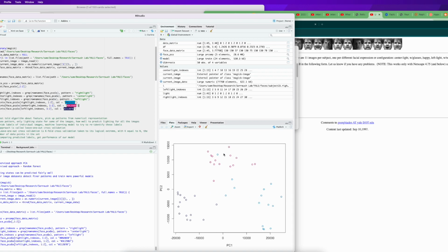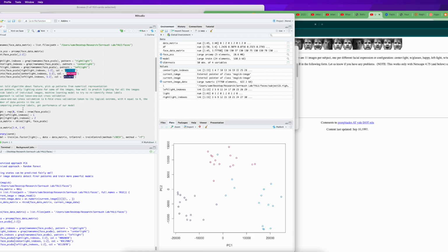What we see is that the individuals do tend to cluster in three main groups that we've colored: right light, center light, and left light. Everyone that had a right light tends to be more clustered. That means our algorithm has found a way to group them based upon these principal components. Everyone with center light is here, and everyone with the left light is here.